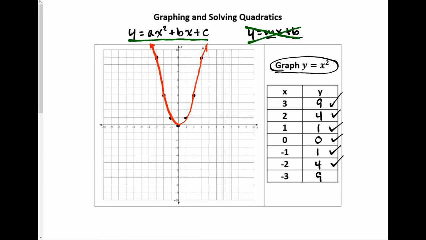Now, please bear with me. I'm writing on my computer screen. It's not as easy as it looks. But here is the curve of y equals x squared. Notice that it is not a straight line. It is a U shape.